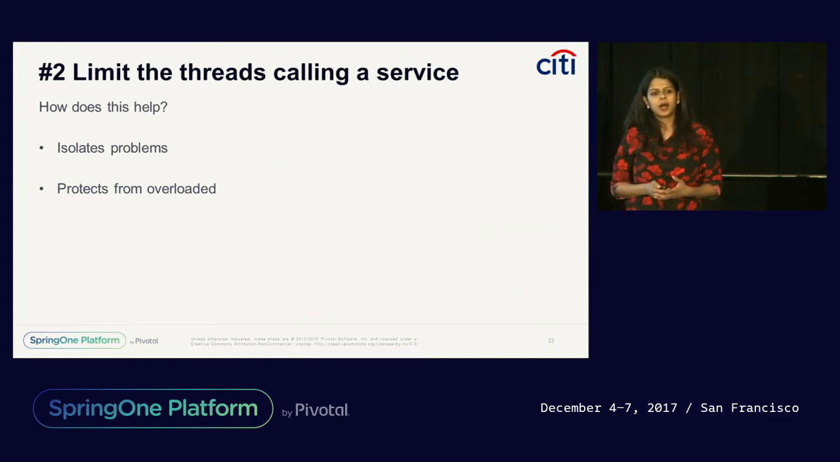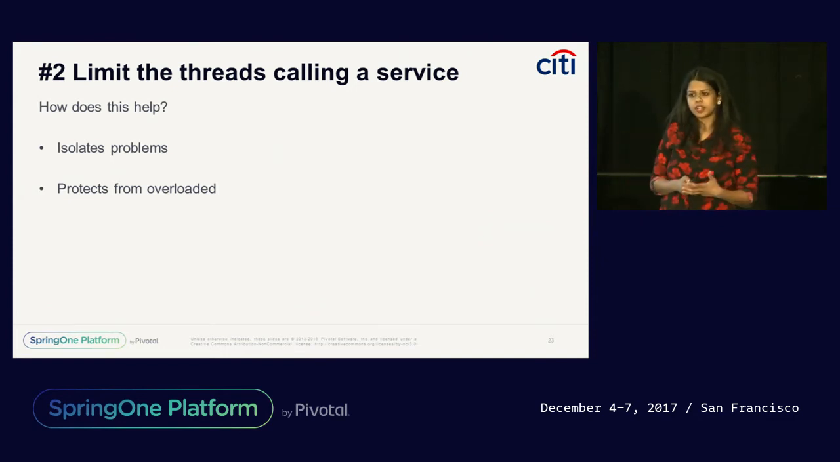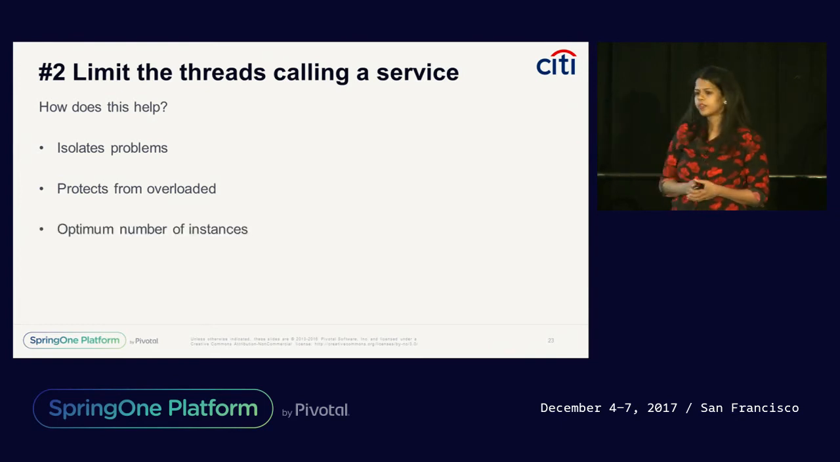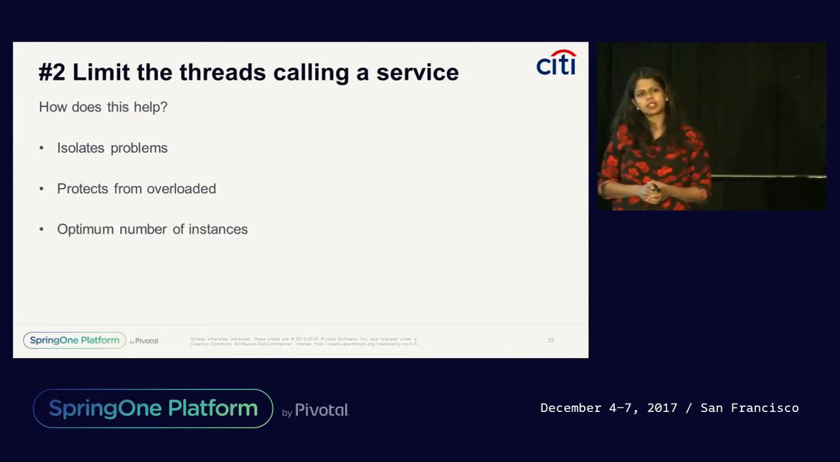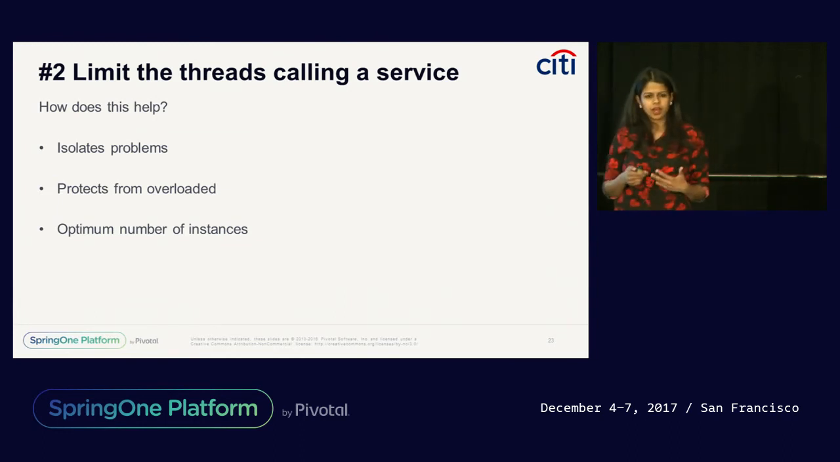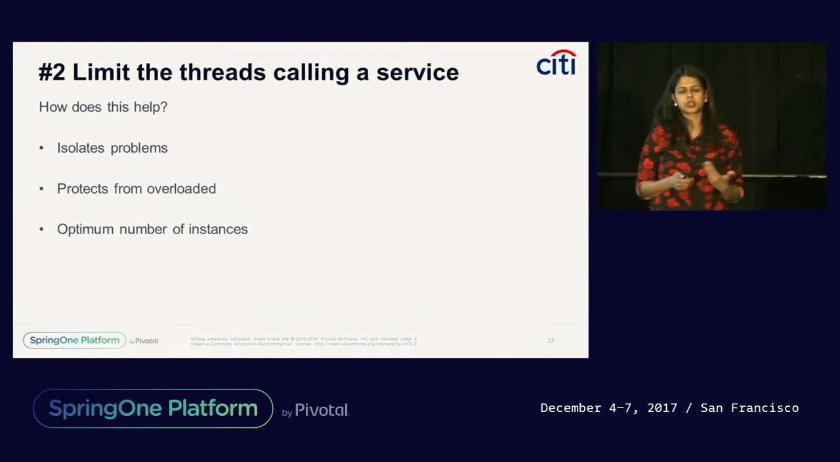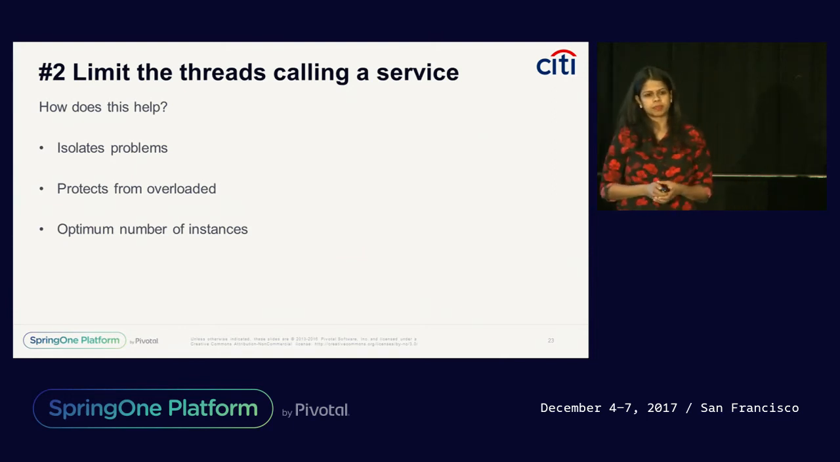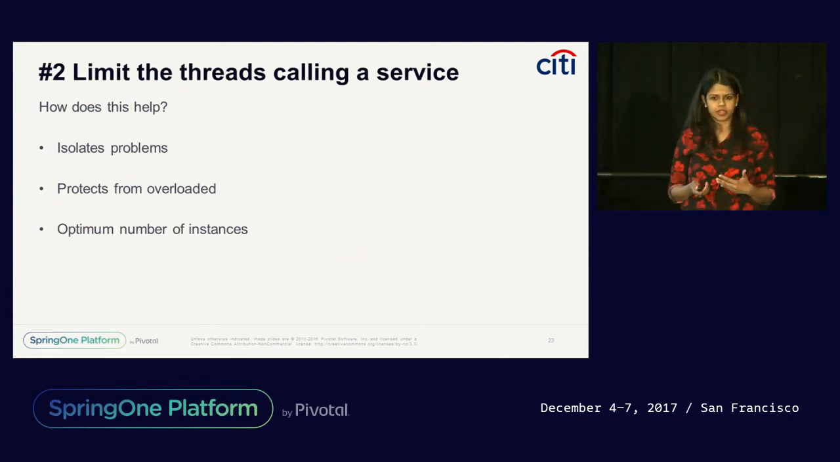So let's say a rogue client decides to suddenly overwhelm your service with a lot of requests that you're not prepared for. It helps protect downstream services from being overloaded in this scenario. And for us, it's enabled us to operate with an optimum number of instances. So we don't have to keep scaling our instances to account for occasional network spikes because we've taken control of the threads within our application.